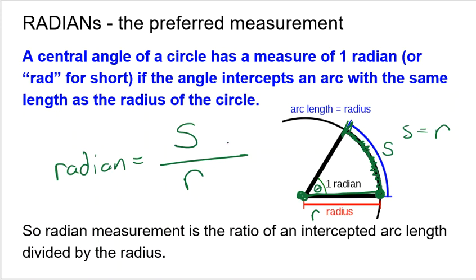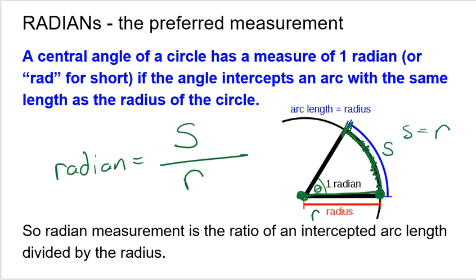And again, check this out. When the intercepted arc equals the radius, you're going to get 1. So if the radius is 16, then when the arc is 16, 16 divided by 16 is 1 radian. Or if you have an enormous circle where 1,000 feet is the radius, well, when the arc length is 1,000 feet, you're going to get a radian of 1. 1,000 feet for the arc, 1,000 feet for the radius, divide, you get 1. So that's what a radian measurement is.